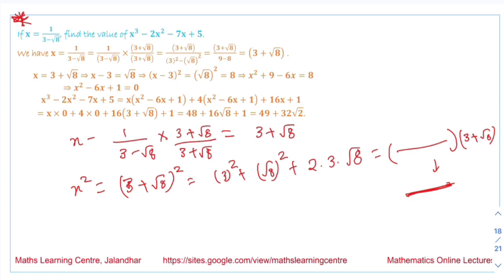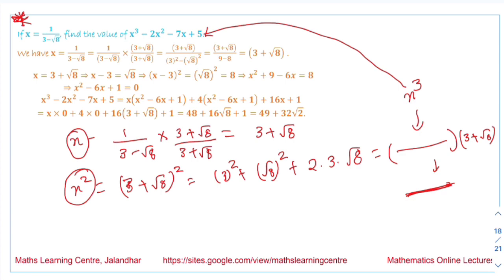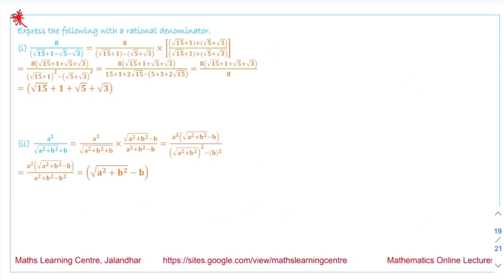Then you have the value of x, you have the value of x square, and when you multiply it over here, you will have the value of x cube. You substitute all these values over here to get the final answer as 4 plus 32 root 2. When you substitute all these values, this is the final answer. Now, this is the last question of this lecture.